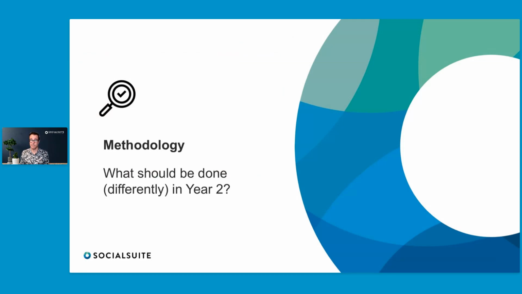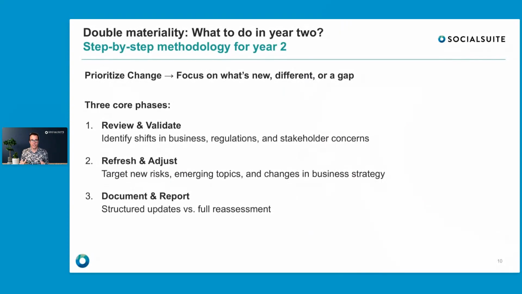So if we think about that methodology then for year 2, what should we be doing differently? The key focus here, in terms of a step-by-step methodology for year 2 and any subsequent year, the key thing to keep in mind is that what we're going to focus on is prioritizing change. So every step of the way, keep that in mind. And what do we mean with change? We're going to focus in this version of the materiality assessment on anything that's new, that is different, or that is a gap. And that gap means, of course, that you could have done something better, something's missing, something not compliant. So new, different, and a gap, really try to focus on those changes.